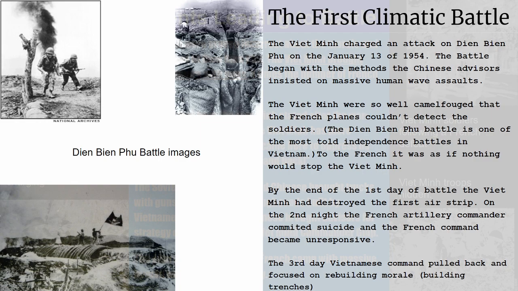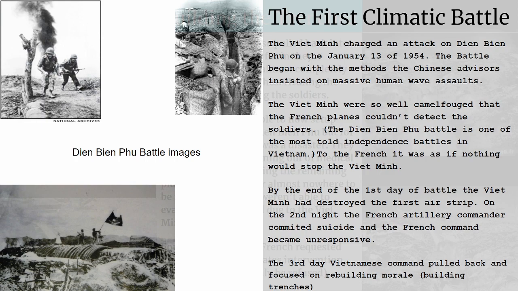The Viet Minh were also very well camouflaged, so the planes above from the French couldn't really see them. It was sort of like a secretive thing. So the planes were sort of rendered useless against the camouflaged soldiers. They were shooting from tunnels. Shoot, I'm forgetting the name. Trenches.